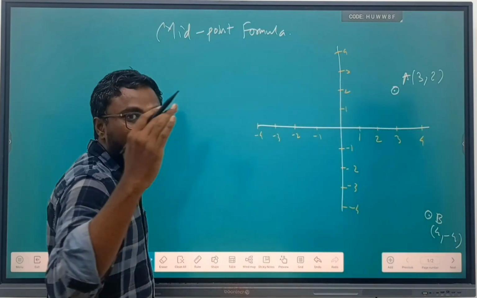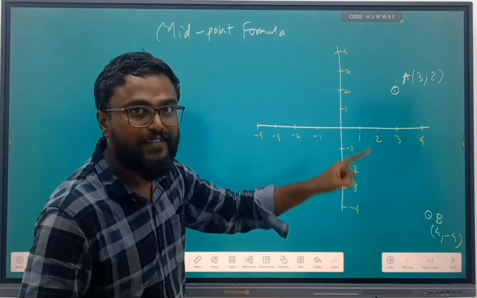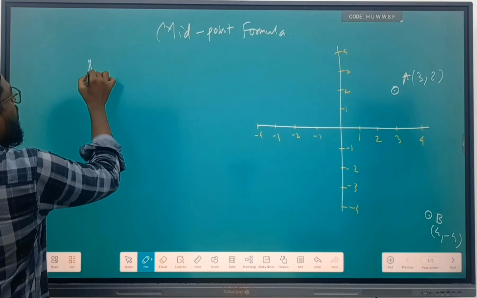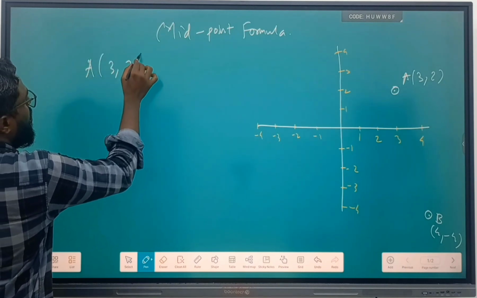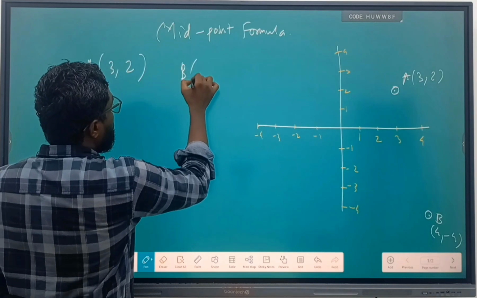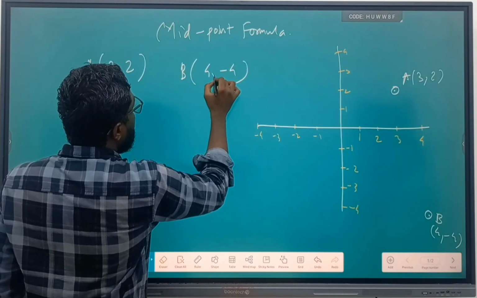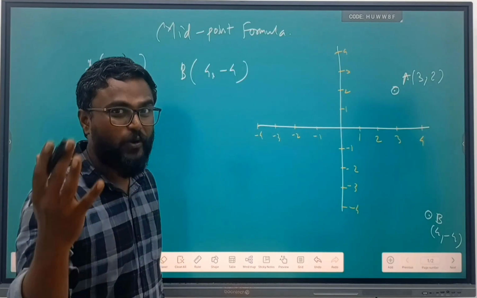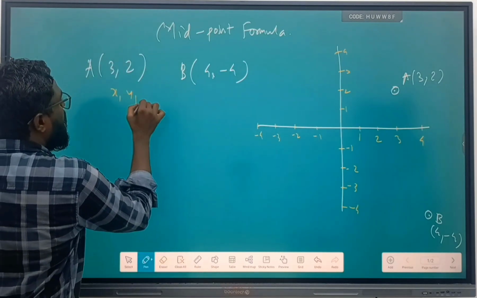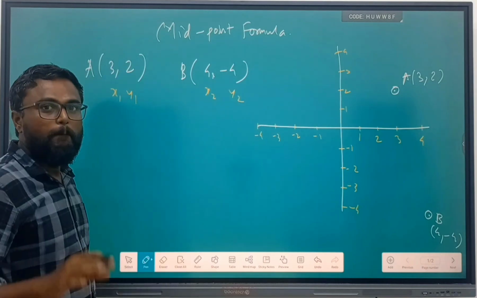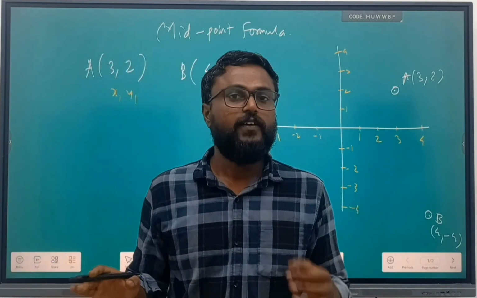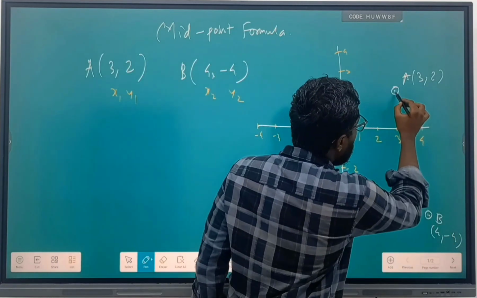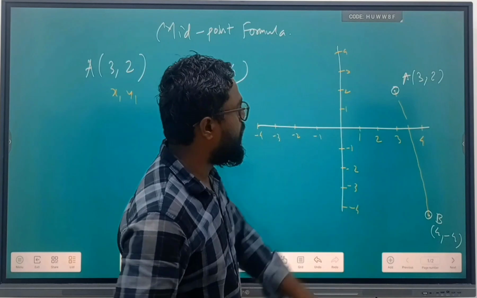So I will write down the points A and B with their coordinates on the left hand side. A is 3, 2, whereas B is 4, -4. And we're going to name them x1, y1, x2, y2. Now, the midpoint formula is very easy, guys. If you need to find the midpoint of the line joining two different points, what you need to do?